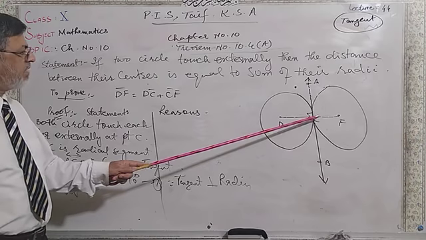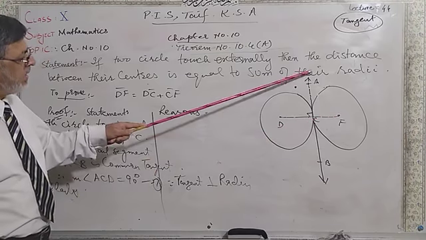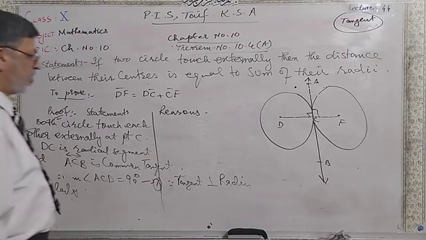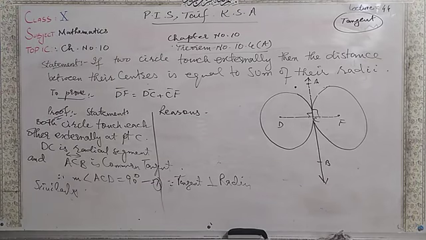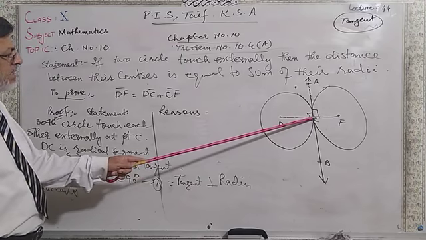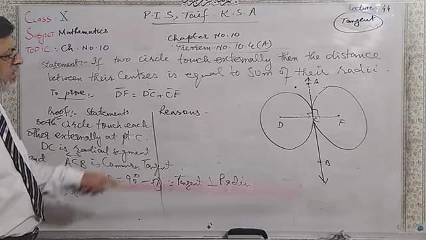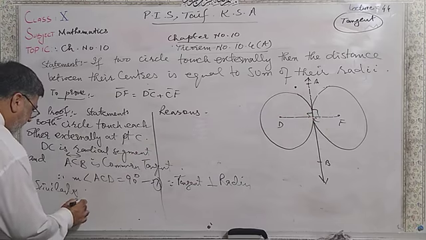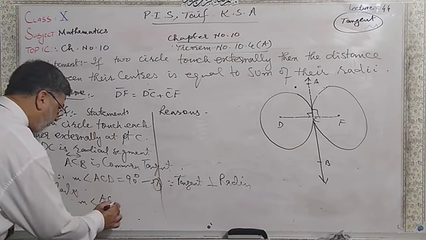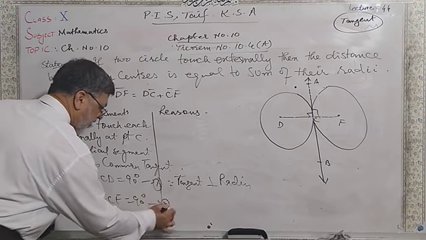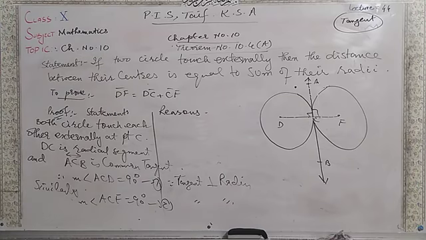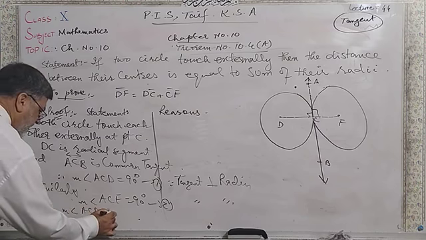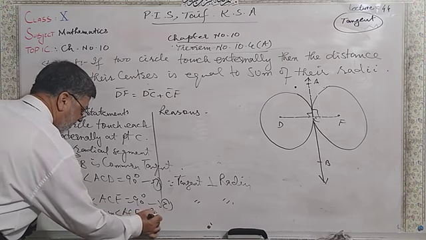Similarly, CF is the radial segment and ACB is the common tangent. Therefore, angle ACF is equal to 90 degrees also, since the tangent is perpendicular to the radius. Number 2, same logic. Therefore, angle ACD plus angle ACF is equal to 90 plus 90.